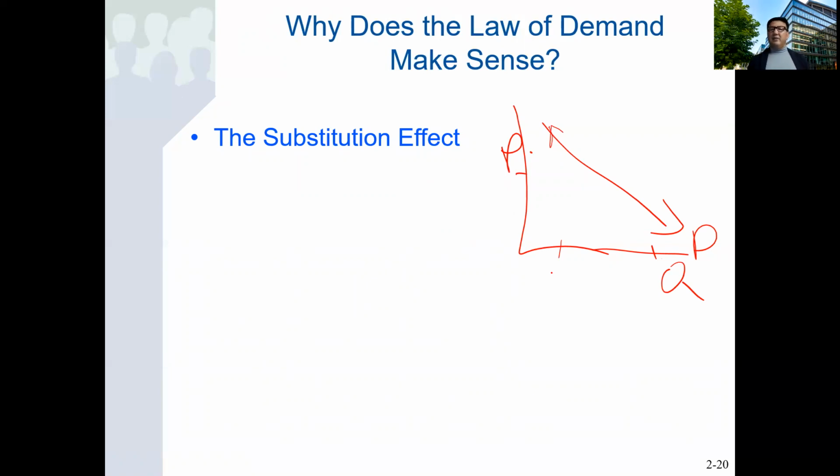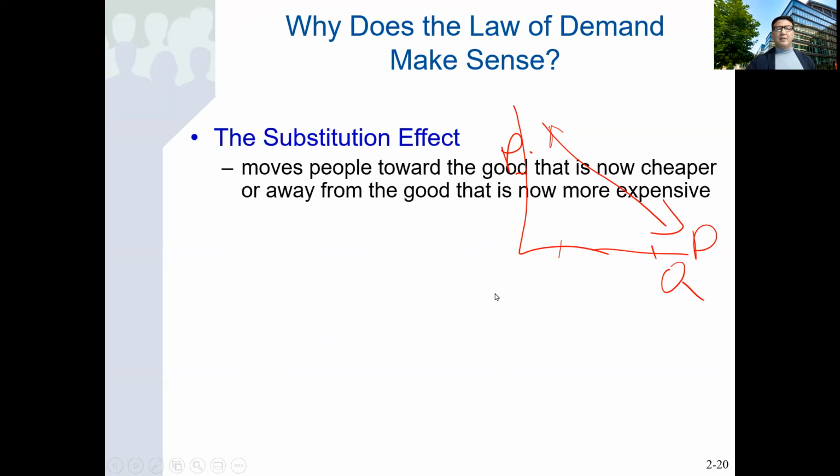So rather than buying orange juice, people say, I'm just going to buy Diet Coke or Pepsi instead. No matter how good the orange juice is, they're not willing to pay that much money, because they could always substitute it with Pepsi or other drinks like apple juice or lemonade. So that is the substitution effect. It moves people towards goods that are cheaper, away from goods that are more expensive.